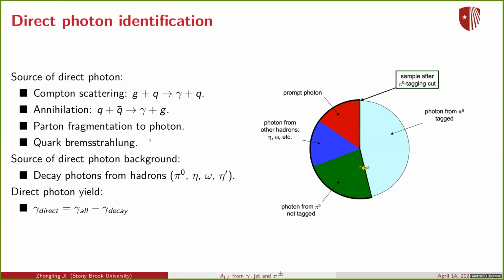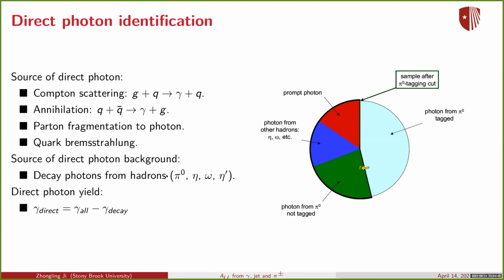Now I will switch to the direct photon measurement. The direct photon can be produced by these four processes. First is quark-gluon Compton scattering. Another is quark-antiquark annihilation, and also small contributions from parton fragmentation to photon and quark-antiquark Drell-Yan. More than 80% is produced by the first process. This is because we have much more gluon at this x range than anti-quark, so it can really probe the gluon in the direct photon measurement.